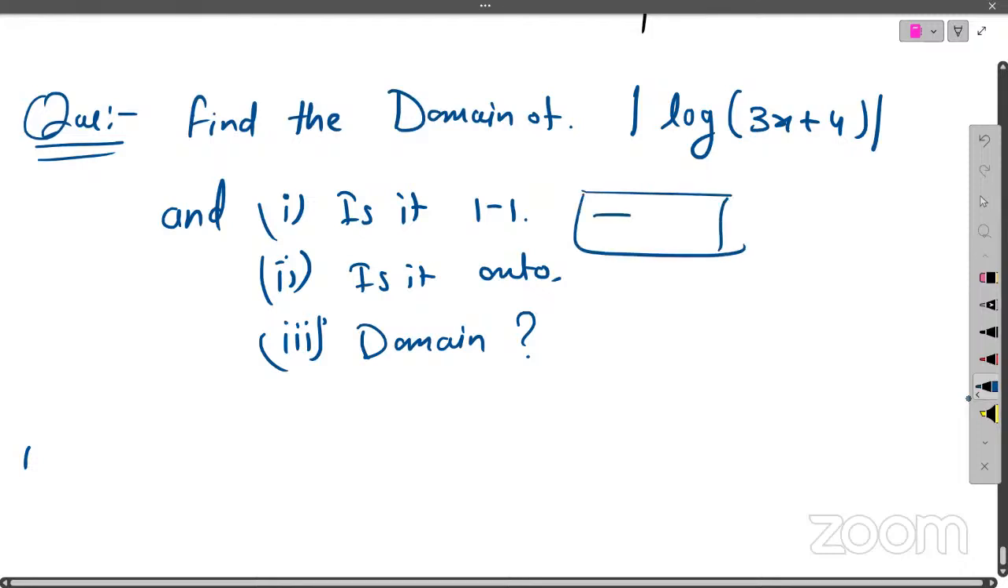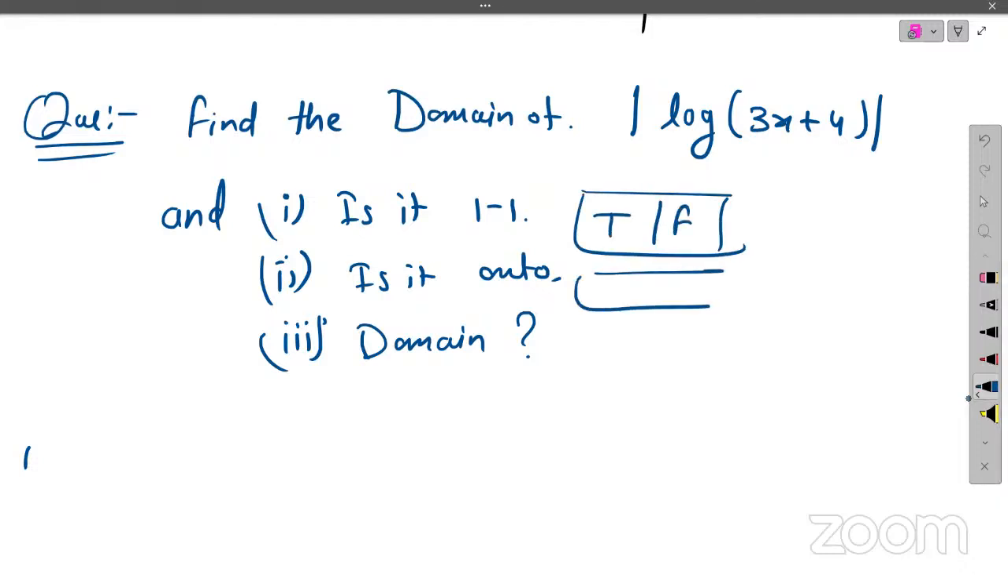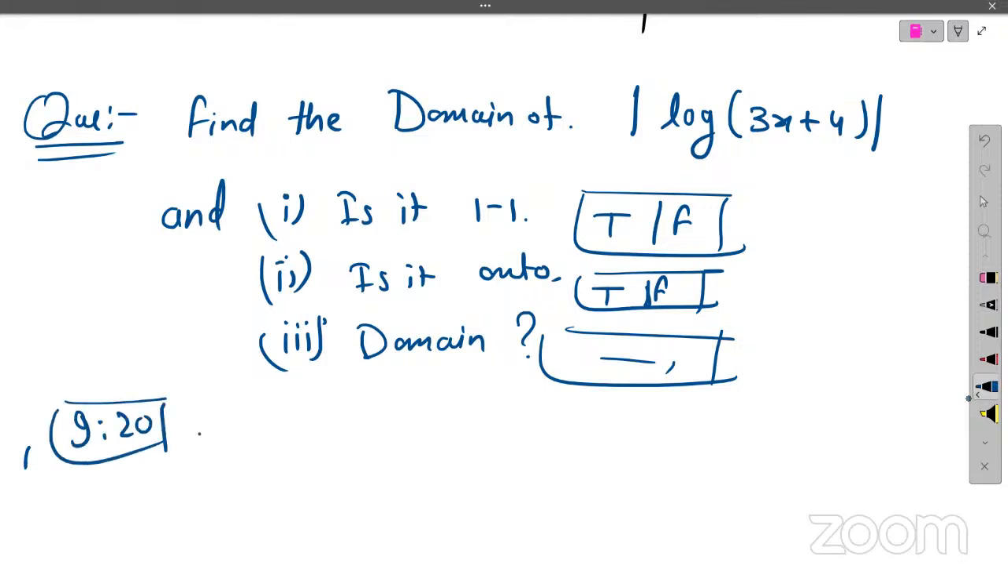So I'll give you true or false. You can say true or false. This is also true or false. And here you will give a specific number. I'll give you 5 minutes. So it's 9:15, let's go to 9:20. Try to solve this, and the hint is you have to use the graph. We know how to plot the graph of such kinds of functions, right? And you guys know about the scaling.